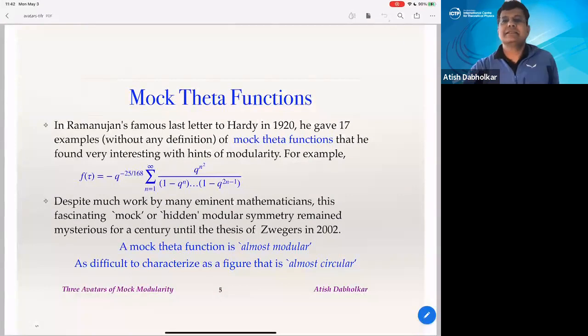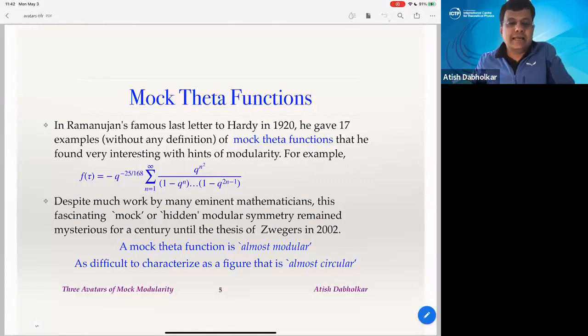Just a second, let me keep track of the time. When did we start? 40, okay. I can go till 45, because I have another meeting at 13.